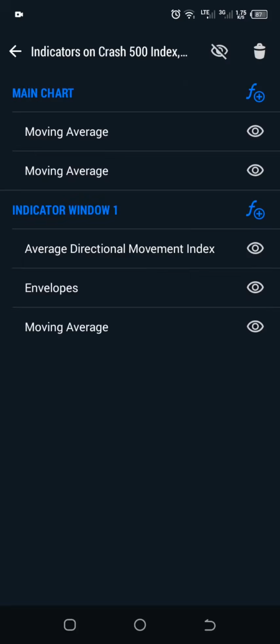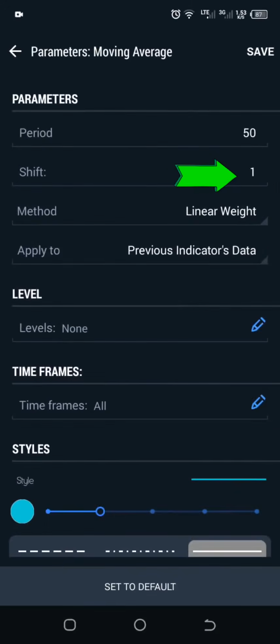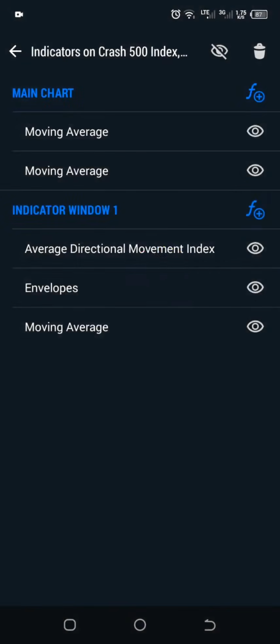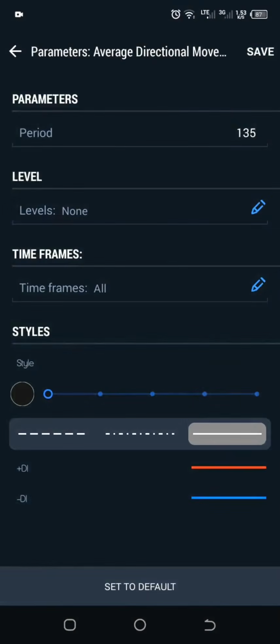Now to the next indicator, which is the moving average. For the second moving average, the period is 50, shift is 1, method is linear weighted, apply to previous indicator's data, and use any style of your choice and click on save. Now to the next indicator, which is the ADX, and to add this up, we click on this main chart F plus. Now for the ADX, the period is 135. We only need the D1, the plus D1 and minus D1 style. Now use any color of your choice and click on save.